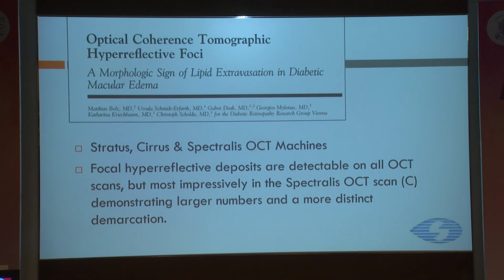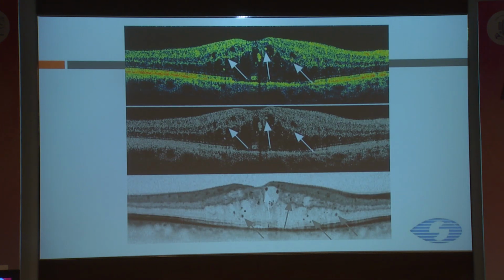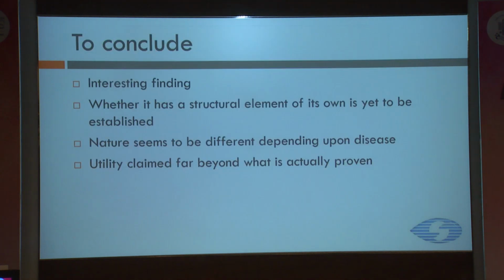They found that although these focal hyperreflective deposits are seen on all of them, they're most impressively seen on the Spectralis. That's not to promote any machine, but we need to be mindful that if we are following patients from different clinics on different machines, everything may not be exactly the same. These are images from different machines, and you can see the difference in the number of dots. So it's an interesting finding.